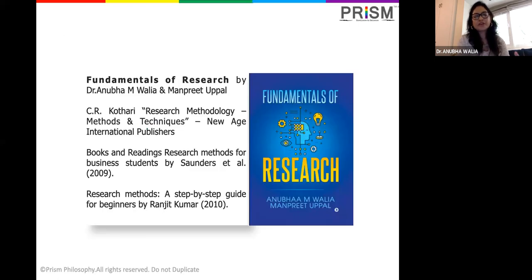To quickly re-brief again, those who know and those who are new, you can follow these books. This is the fundamentals of research, which has been written by me and Manpreet. You can buy this book for your reference, and it's on an application mode with real-life scenarios in the corporate world, specifically in the HR and T&D domain. The other books you can refer to are Kothari sir's book or Ranjit Kumar sir's book. I have read both of them in a detailed manner, and they are wonderfully written.